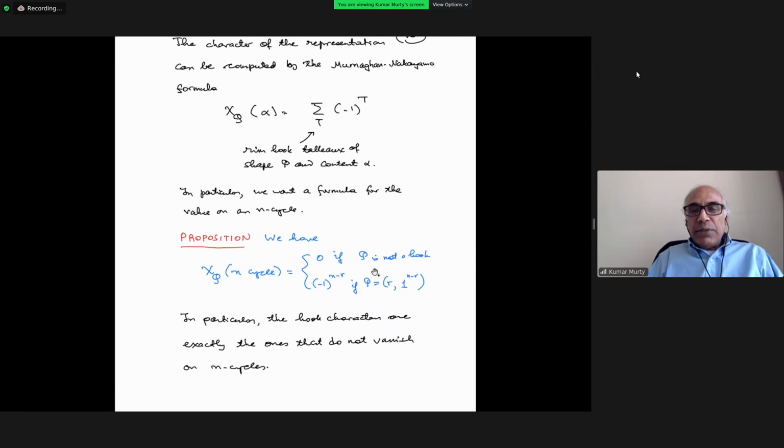Namely, if you don't have a hook partition, the value of the character corresponding to, so remember, the partition corresponds to a representation. The representation has a character, namely the trace of the representation. So if that partition is not a hook, then the value of the character on an n cycle is 0. And if it is a hook with R the unique non-1 entry and the rest are 1s, then the value of the corresponding character on an n cycle is minus 1 to the n minus R. Okay, so these hook representations, the character values are 0 plus minus 1.